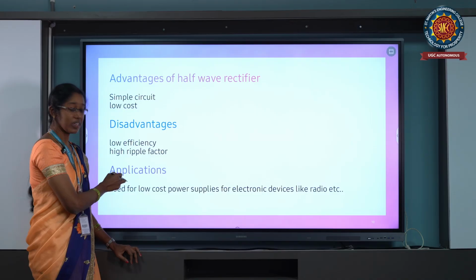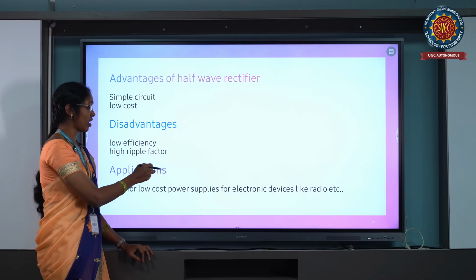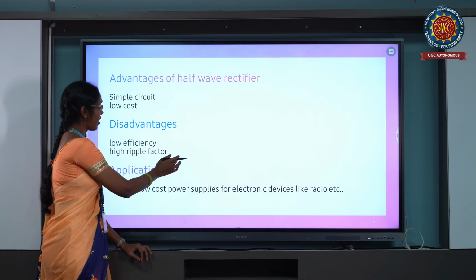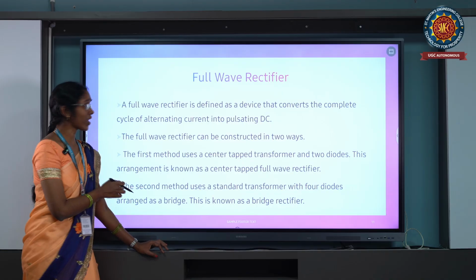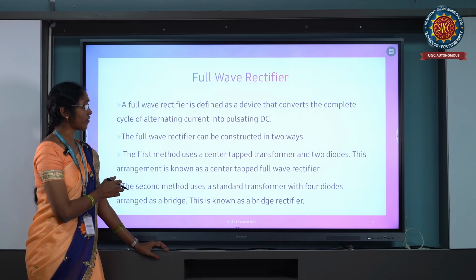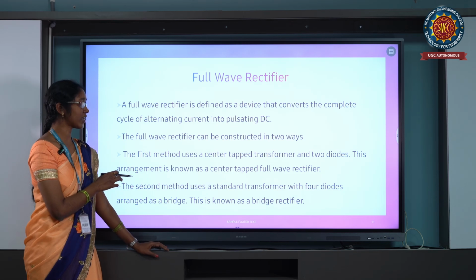Coming to applications, these are used in low cost power supplies for electronic devices like radios, etc. Next, coming to the full wave rectifier. A full wave rectifier is a device that converts the complete cycle of an AC input signal into a pulsating DC.